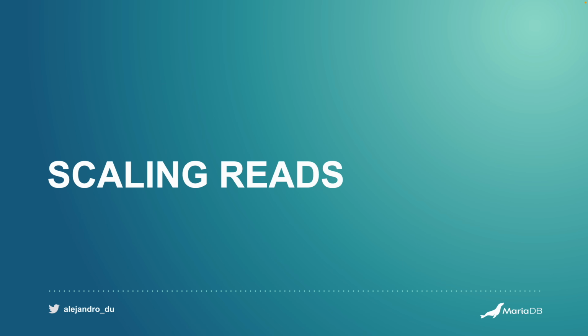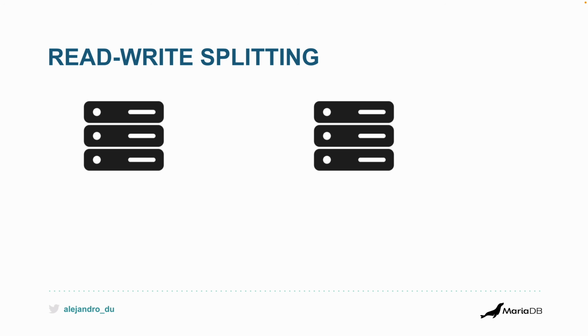Let's have a look at how to scale reads, specifically reads with a database proxy. And for that, we're going to use a technique called read-write splitting. So let's say you have 2 instances of a database. Now you activate replication here. You configure and enable MariaDB replication. That means that when I write data in the primary node, it gets automatically and almost instantly replicated in the other node, in the replica. So you have data in both automatically.